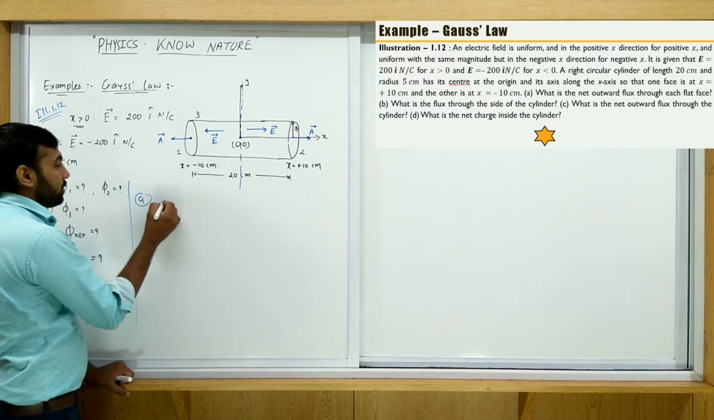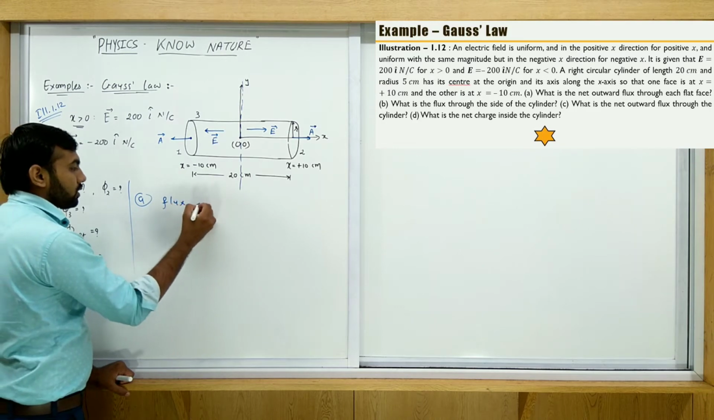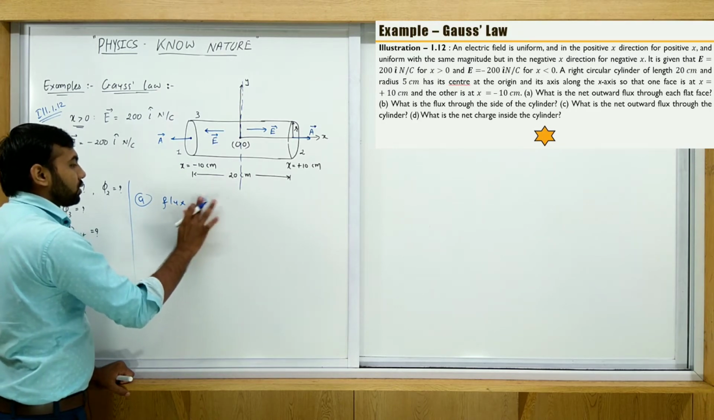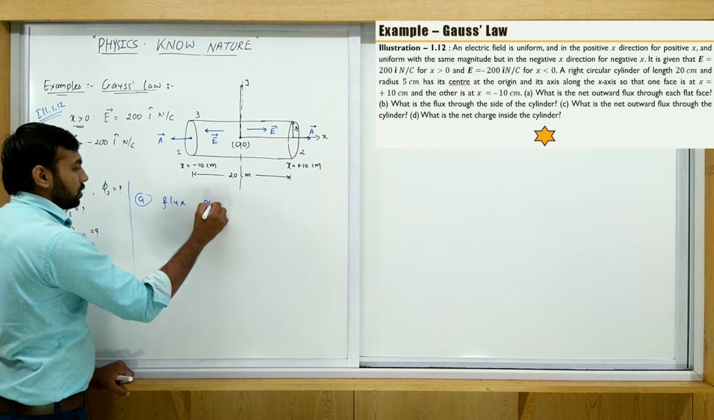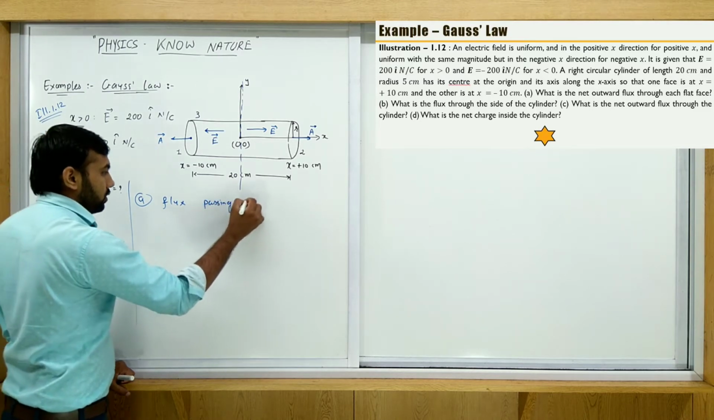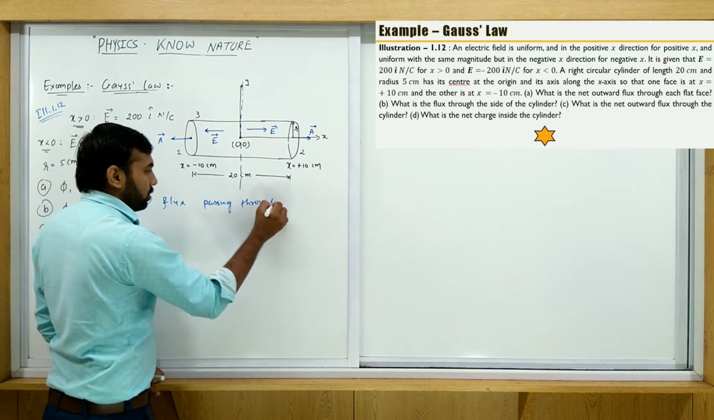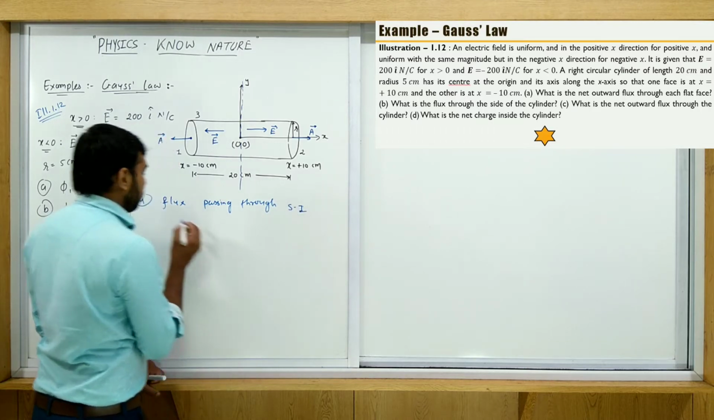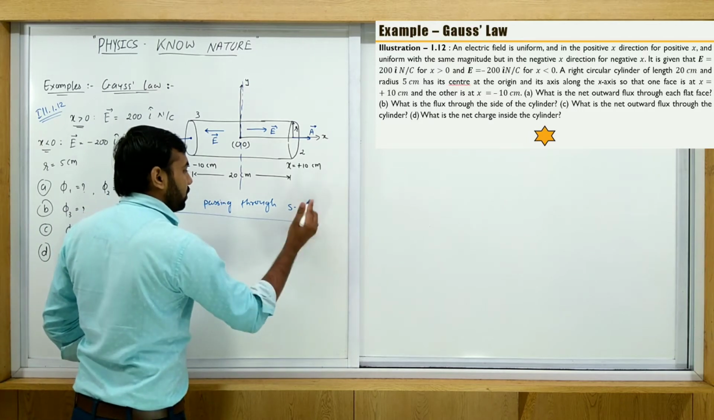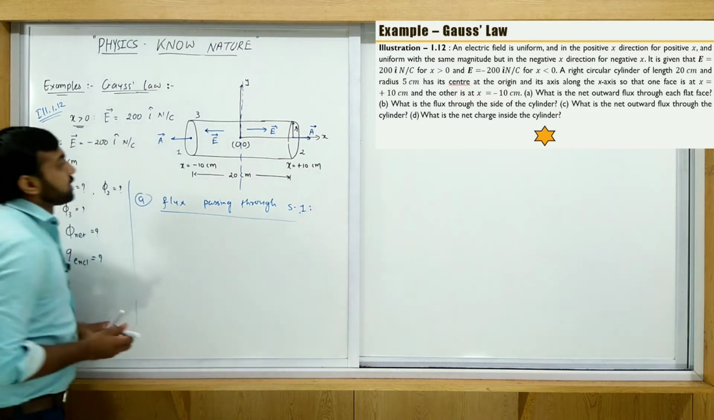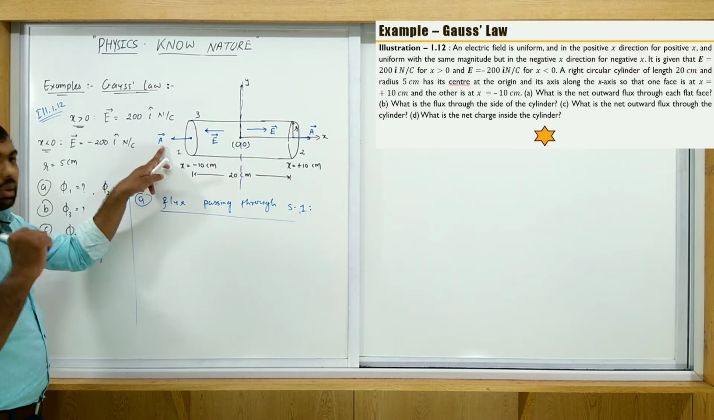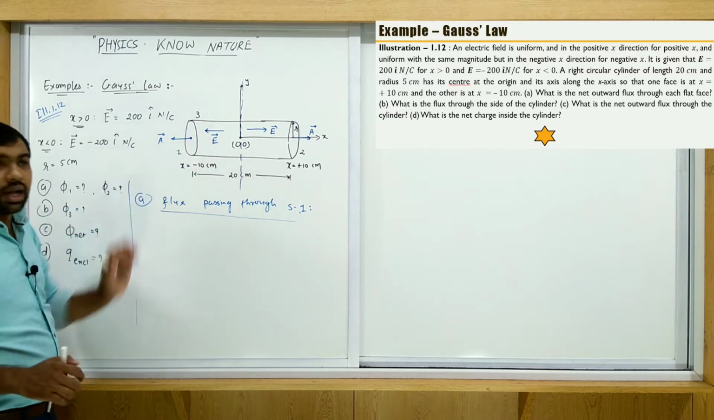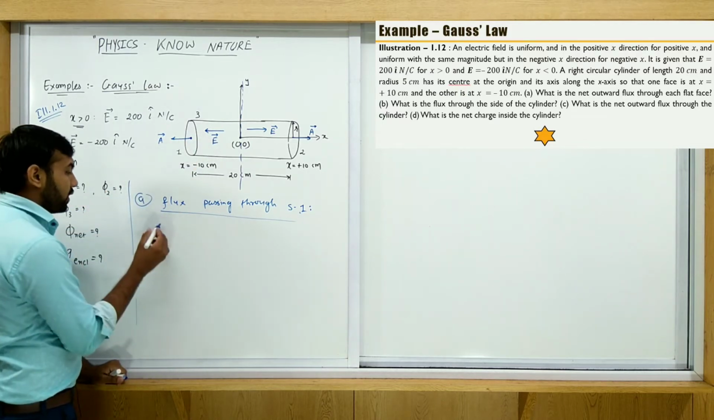So we have to solve the first problem, A. The flux passing through surface 1. We have to solve this one, it is simple. What is the direction of A? Minus i. What is the direction of E? Minus i. So this equation is very simple.